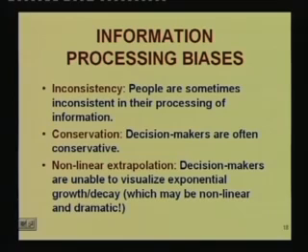The first one is an inconsistency bias. People are sometimes inconsistent in their processing of information. Then conservation. Decision makers are often conservative, right. Nonlinear extrapolation. Decision makers are unable to visualize exponential growth or decay, which may be nonlinear or dramatic.